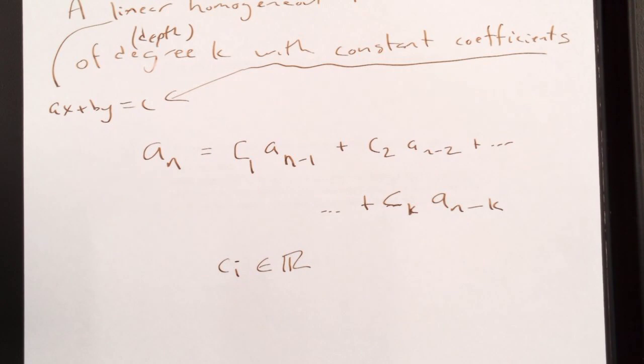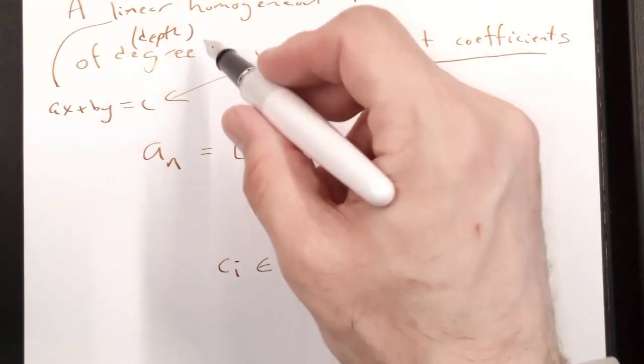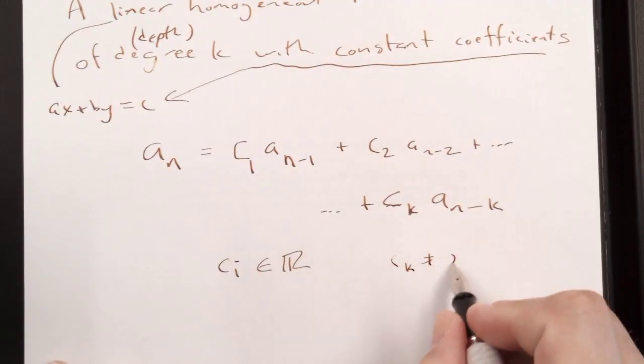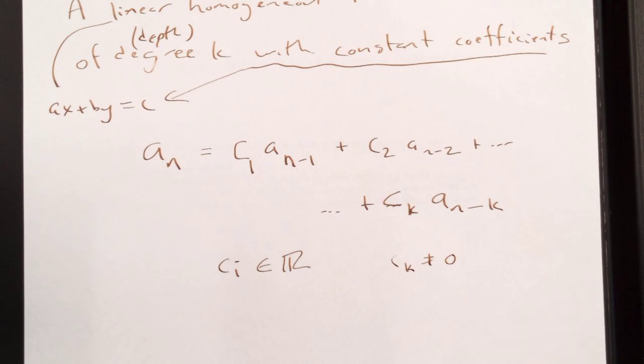And I want to make absolutely sure, in order for this depth to actually matter, I need to make sure that c_k is not 0.